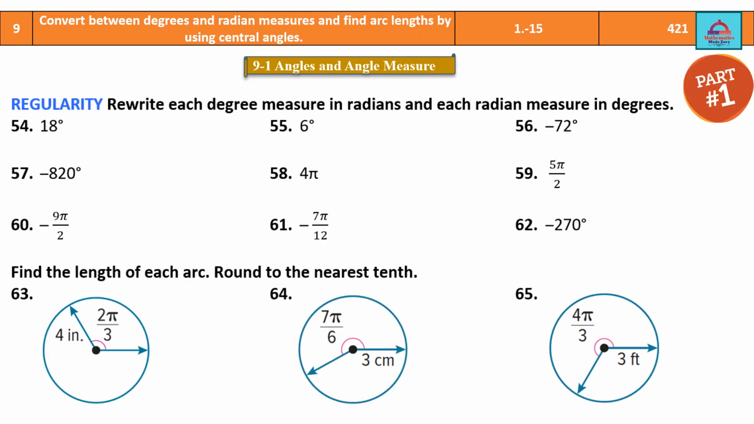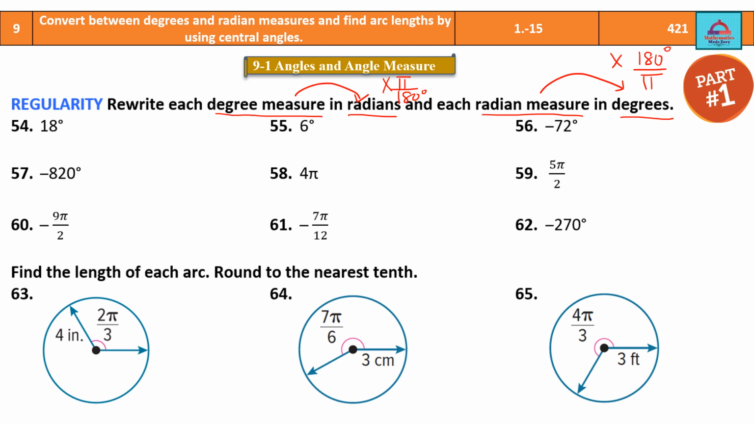Okay, let's solve some more questions on angles and angle measure. In questions 54 to 62, you have to convert, if the question is given in degree measures, to radians, and if it is given in radian measure, to degrees. Let me give you the formula. When you convert degrees to radians, you multiply by pi divided by 180 degrees. And when you convert from radians to degrees, you multiply with the reciprocal, that is 180 over pi. I'm going to show you in the next slide how to do that for all of these questions.